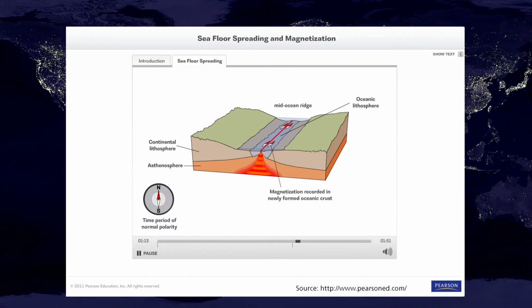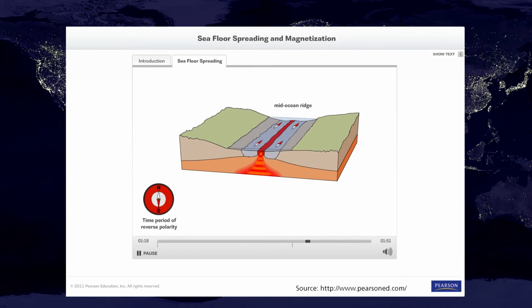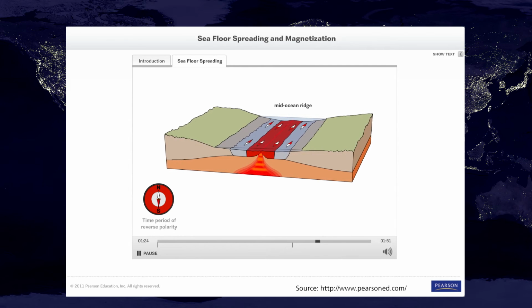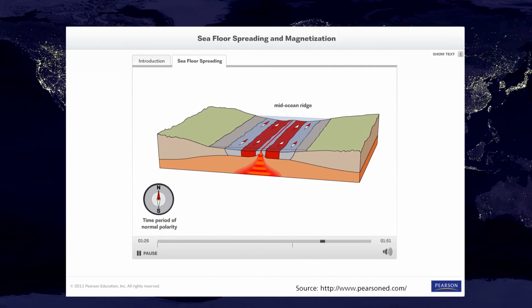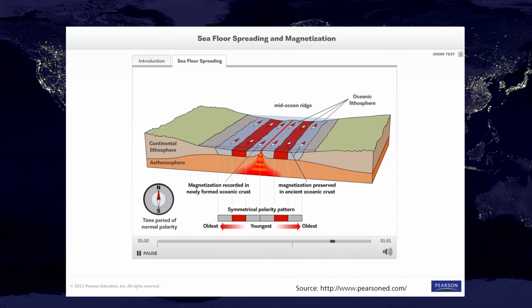New lithosphere, generated by igneous processes at the mid-ocean ridge, acquires a normal magnetic polarity while Earth's magnetic field is in the normal orientation. When the field reverses, the new oceanic crust records the reverse magnetic polarity. Over time, alternating bands of normal and reverse polarity crust form on either side of the mid-ocean ridge. The symmetrical pattern of these bands shows that the crust formed and spread away from the mid-ocean ridge, which causes the ocean basin to widen over time.